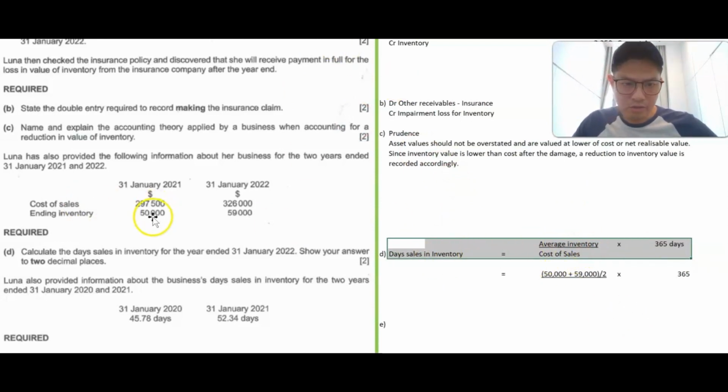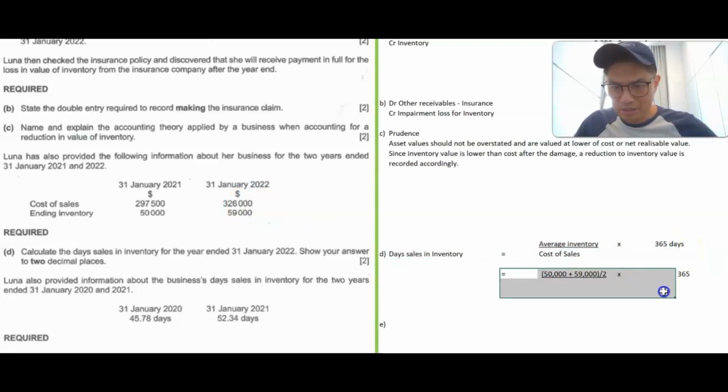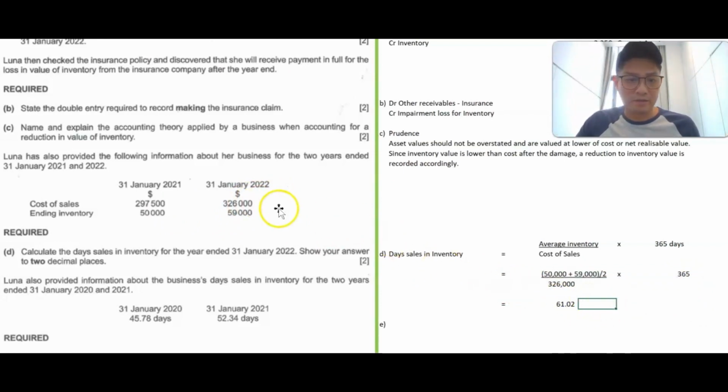Average inventory, so the average of both periods, divided by the cost of sales for the year, and multiply by 365 days. Apply the formula accordingly. So 50 plus 59 divided by 2, divided by 326, times 365, you get 61 days. And with 61 days, you are essentially saying that 59,000 worth of inventory should be able to support about 61 days of your sales going forward.